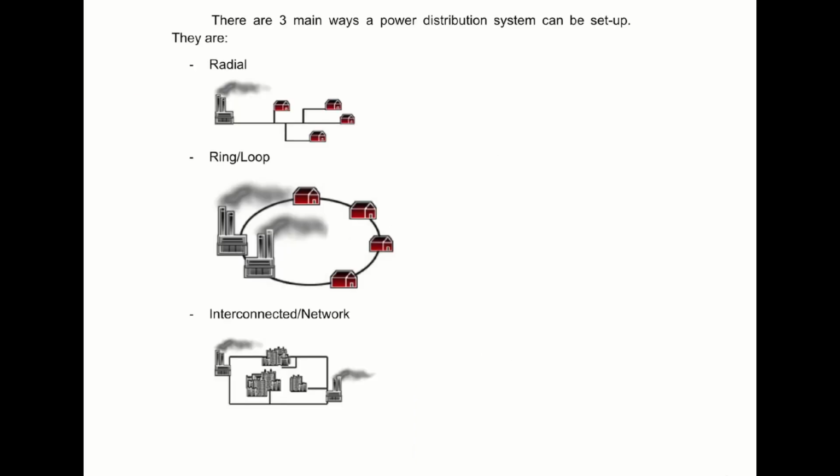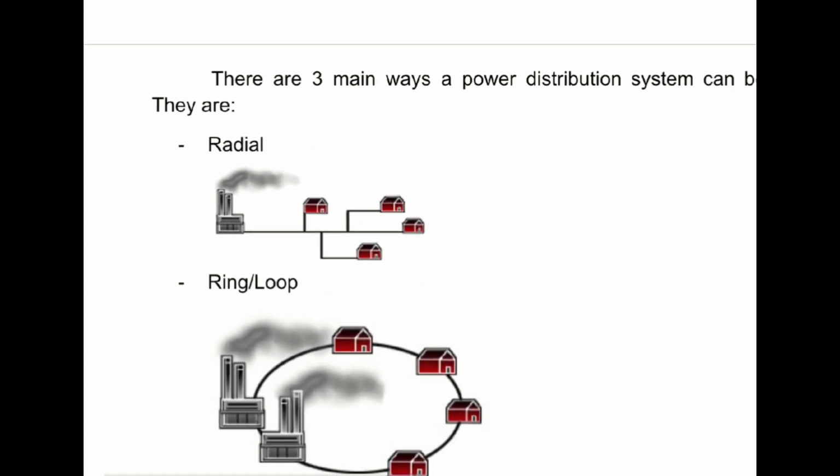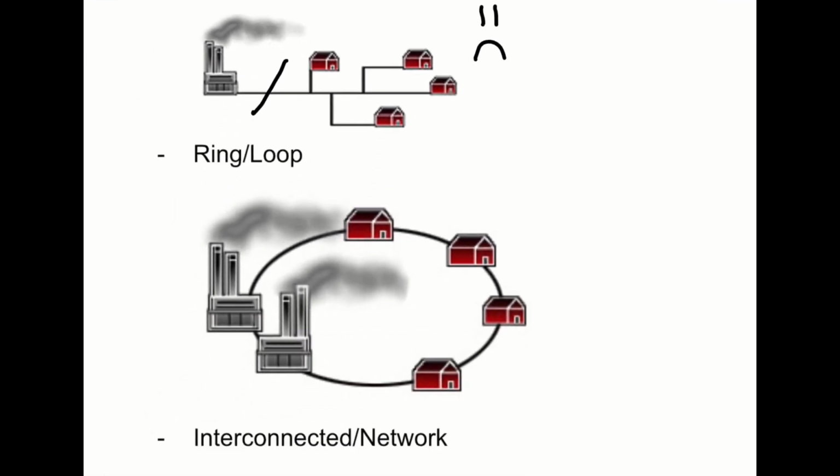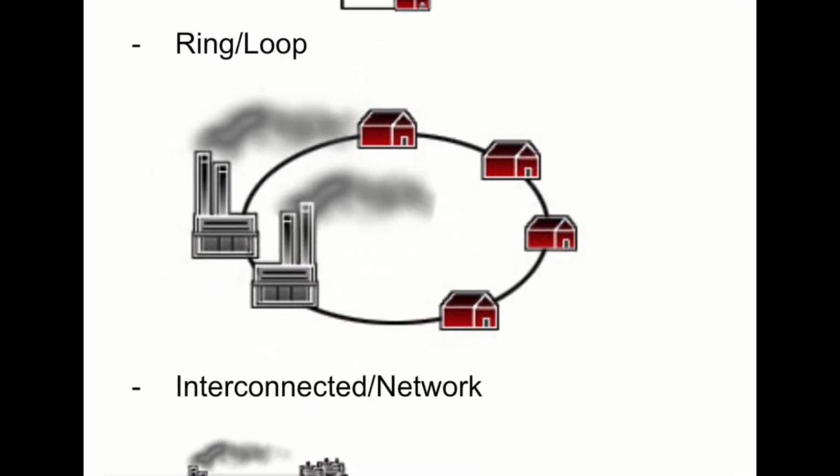There are 3 main ways a power distribution system can be set up. They are the radial system, the ring or loop system, and the interconnected or network system. The radial system consists of only one source for a group of customers. It is the cheapest system to build and is often used in sparsely populated areas. However, any power failure or short circuits would interrupt power in the entire line, which must be fixed before power can be restored.